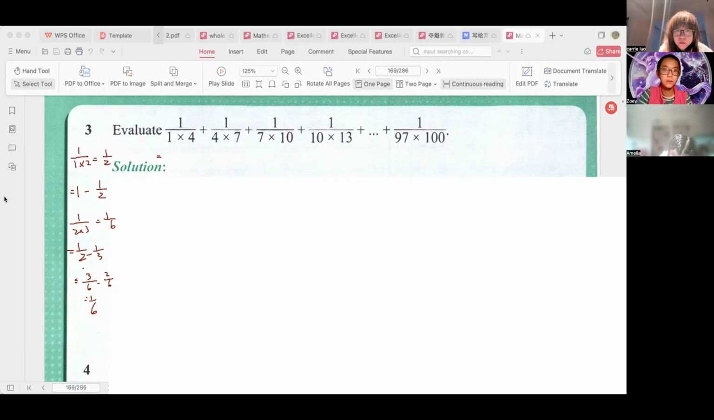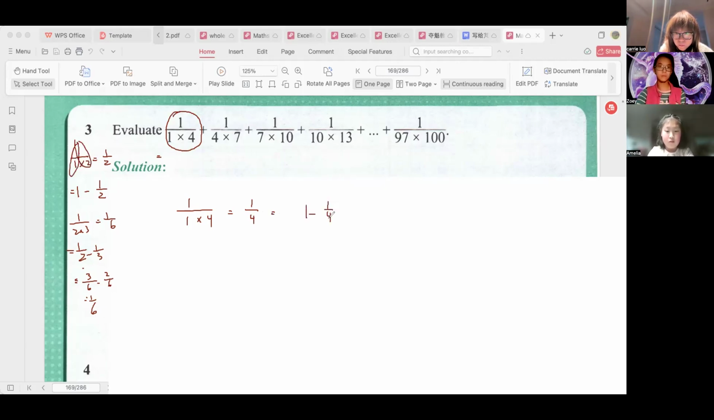Okay, so I'm going to do a little bit more. So Amelia and Zoe, let's just take this one example, okay? 1 over 1 times 4 equals what? Equals 1 over 4, right? So based on the one before, I know it's 1 minus a half. So is it equal to 1 minus 1 over 4? No. Because 1 minus 1 over 4 equals 3 over 4. But this is 1 over 4. So I need to what? Divide by 3. Or you can say times 1 over 3. That's the same thing, right?